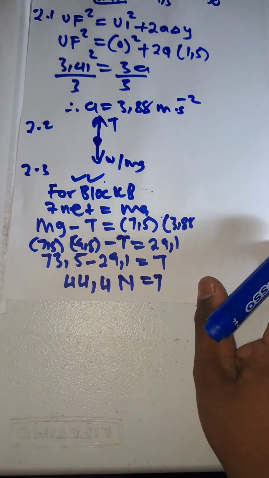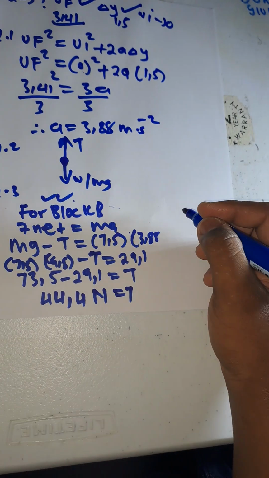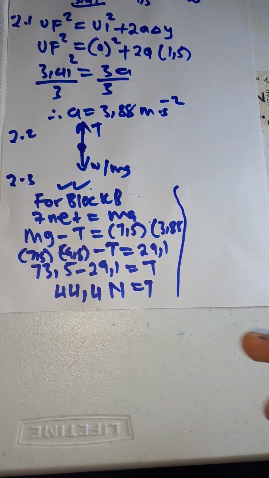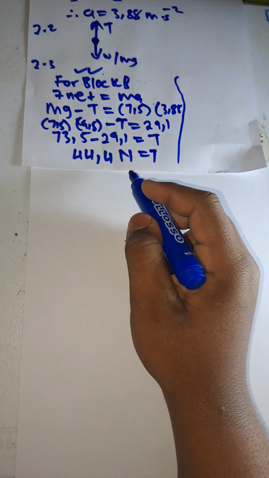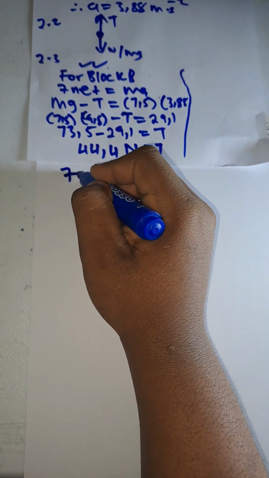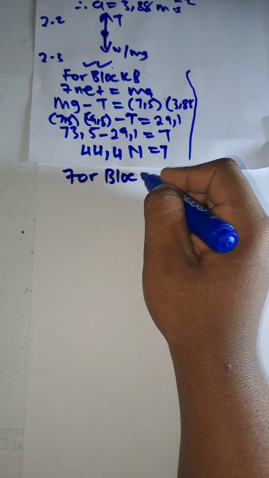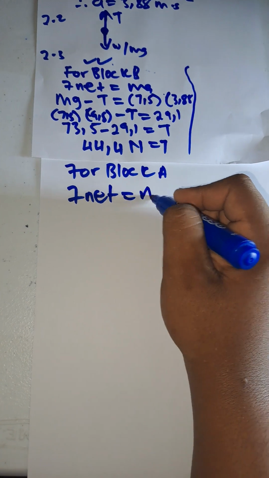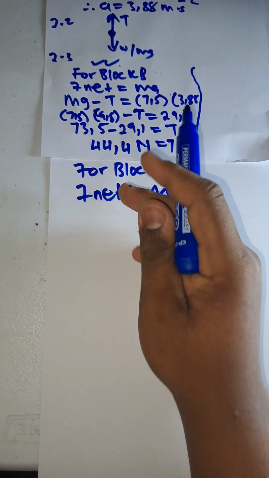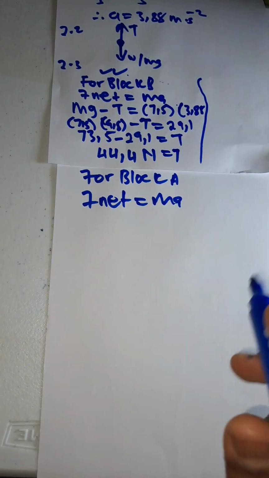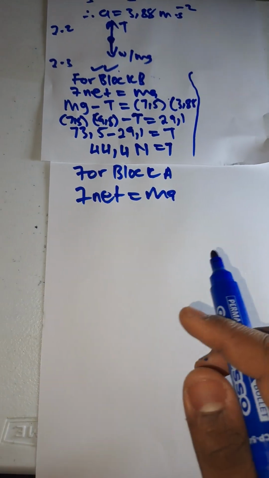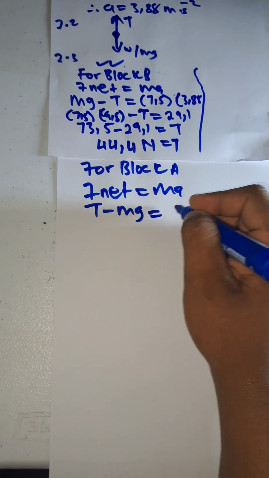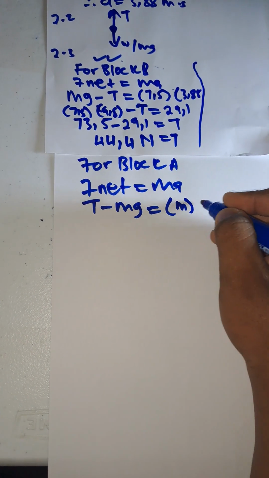So now let's go to block A. I don't have a space, so let me use another page. Now this is my tension, right? For block A, F net is equal to ma. Since block B was going down, block A was going up, so it is T minus mg is equal to the mass, which is the one they want, times the acceleration. What is my acceleration?